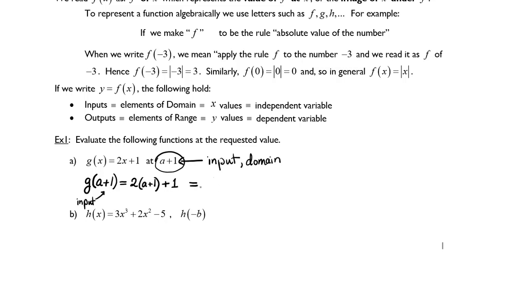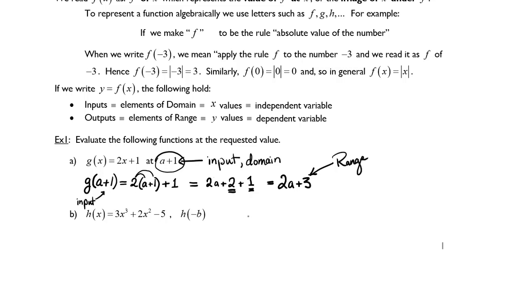Next, check to see if you can combine any like terms. Do that by distributing the 2 through. 2a plus 2 plus 1. The 2 and the 1 are like terms, and we will have 2a plus 3. That is the most simplified output. This represents your range.